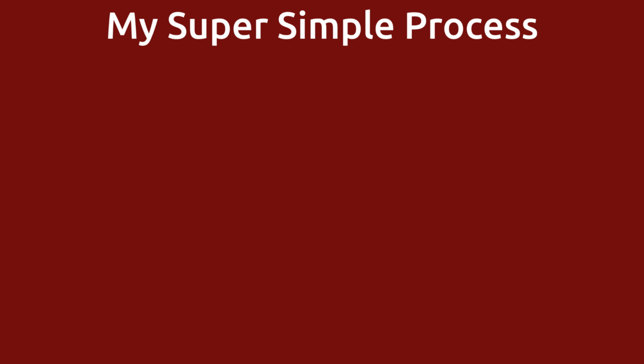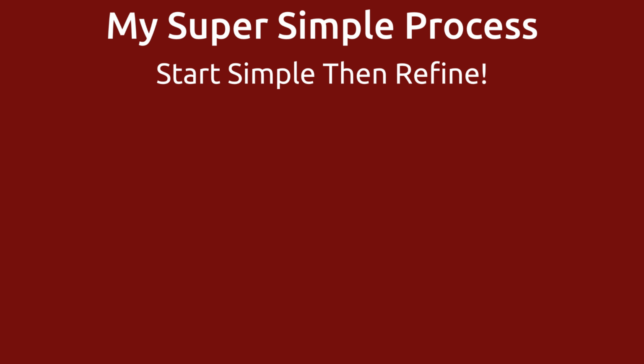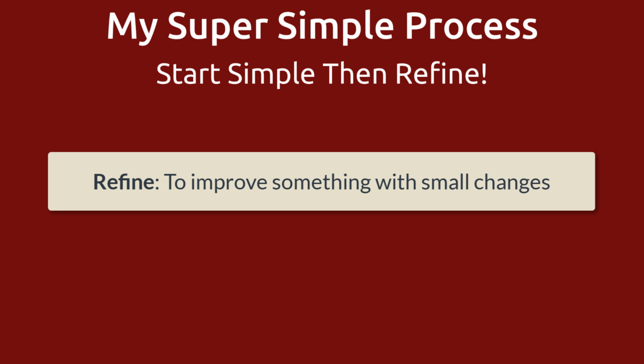Now I searched and searched and could not find a definitive way to teach you guys the exact process of designing your UI. You know, a step-by-step method that wasn't overly complex. I don't like complex processes. I like simple processes. So I'm going to teach you my super simple process. And it basically works like this. Start simple and then refine. Refine means to improve something with small changes.